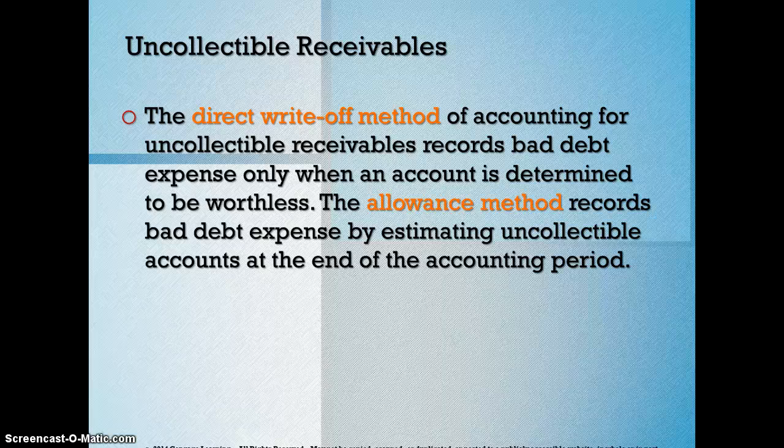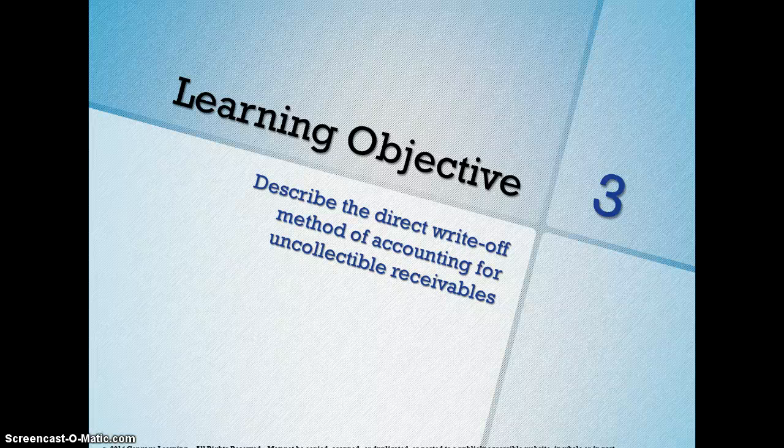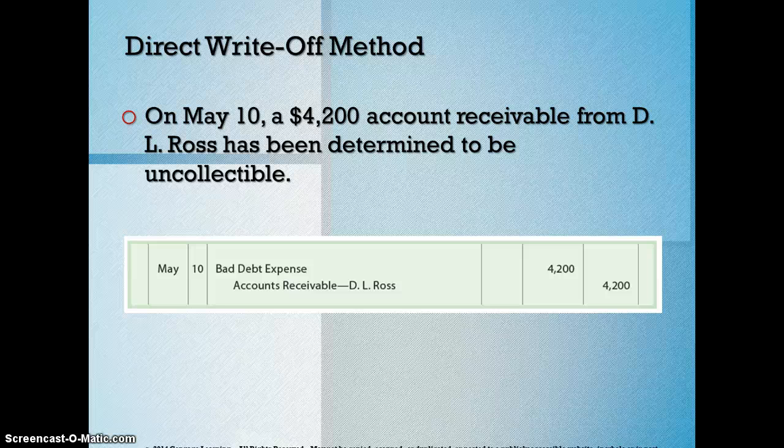Okay, Objective 3 is describe the direct write-off method of accounting for uncollectible receivables. Under the direct write-off method, the expense of an uncollectible account is recognized when the company decides that further collection efforts on a delinquent account are useless. And so once we've decided that we do not expect to receive this money, we just write it off. And it looks exactly like what you see right there in your book as well.